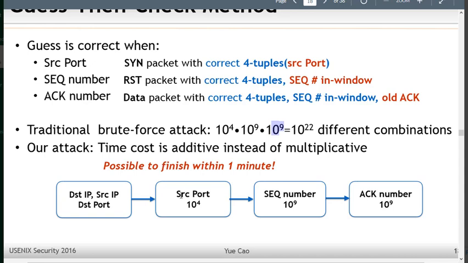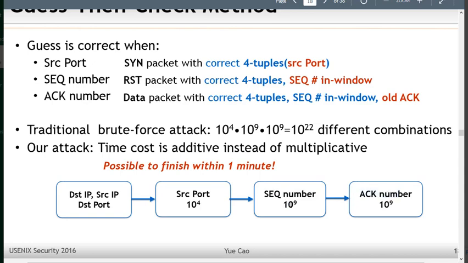In other words, I will first figure out what the port number is. At this time, when I try to figure out the port number, I don't have to worry about the sequence number or ACK number. So this is actually an independent operation. I only need to worry about 10 to the power 4. And then I can figure out the sequence number. Again, at this moment, I don't have to worry about the port number because I already know that. I don't have to worry about the ACK number because it has nothing to do with the ACK number.